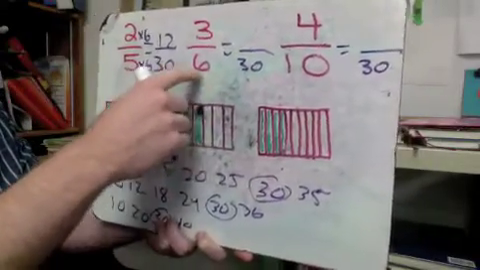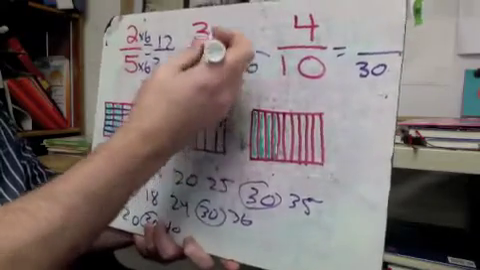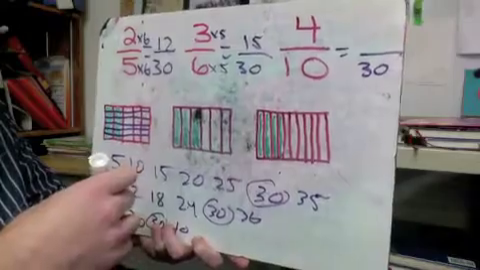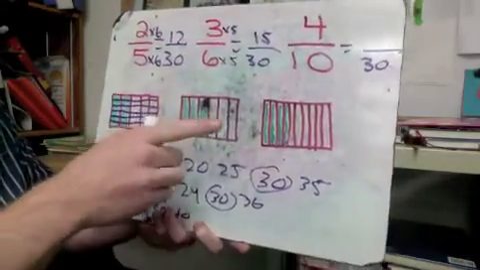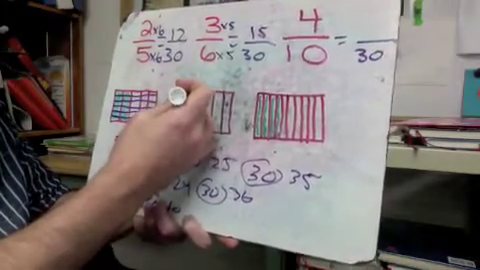Coming over here, 6 times what is 30? That would be 6 times 5, so I have to multiply the top by the same thing, which is going to be 3 times 5, which is 15/30ths, which is exactly half. So I need to do 5 going this way. So it looks like I need 4 lines because then that last one would be the 5th.